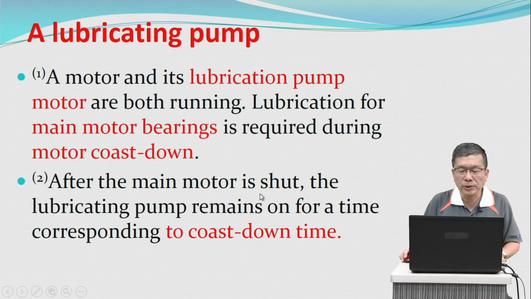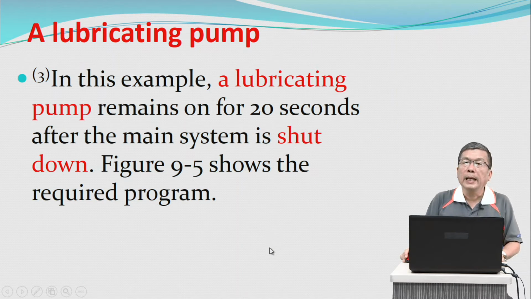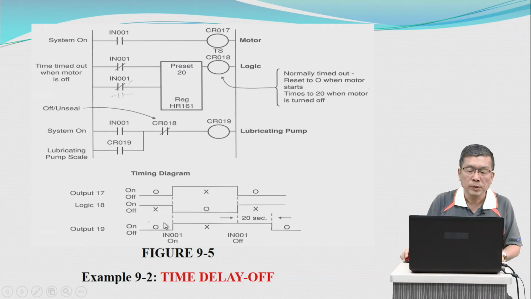After the main motor is shut off, the lubricating pump remains on for a time corresponding to coast down time. In this example, a lubricating pump remains on for 20 seconds after the main system is shut down. Figure 9.5 shows the required program. This is the program for example 2.